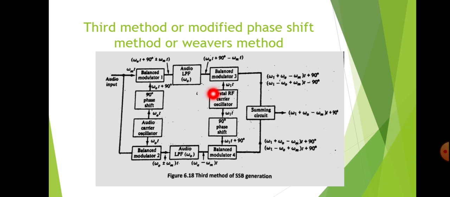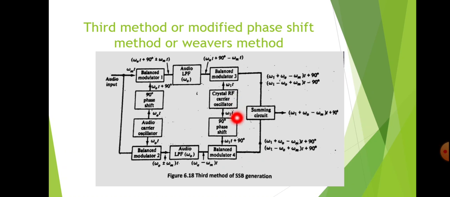So that signal will be given to balanced modulator 3. So balanced modulator 3 receives this frequency as well as the crystal oscillator frequency. Similarly, balanced modulator 4 receives this signal frequency and also it receives the 90 degree phase shifted version of the crystal frequency, that is given as omega 1 t plus 90 degree.